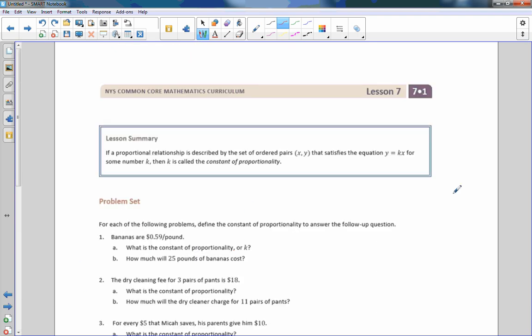That is the end of lesson 7. The lesson summary says, if a proportional relationship is described by the set of ordered pairs x, y that satisfies the equation y equals kx for some number k, then k is called the constant of proportionality. Go do your problem set.